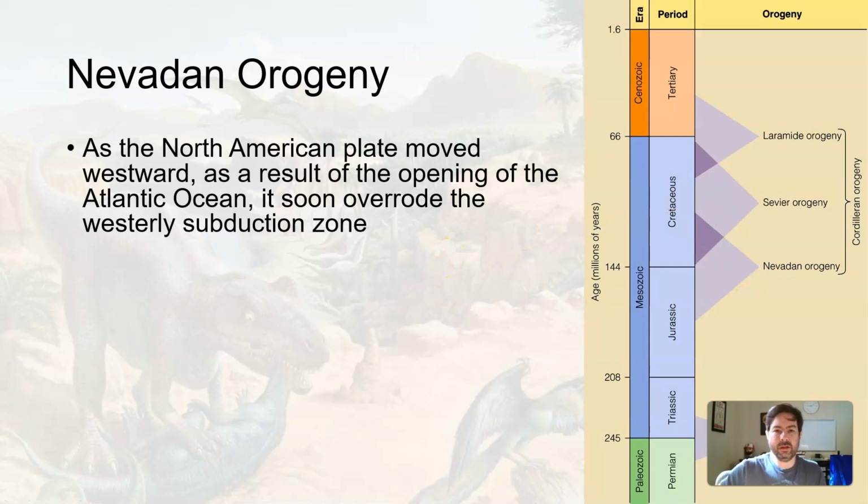As North America was moving westward, and it was overriding and pushing down the Farallon plate, which was moving eastward, the Atlantic Ocean basin was opening up. That's actually what was pushing the North American plate over on the east side. We had that divergent boundary. The Atlantic Ocean is opening up, and so the North American plate is cruising off to the west.